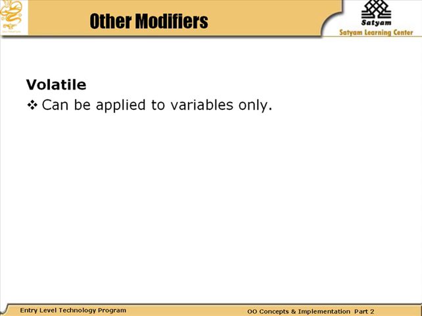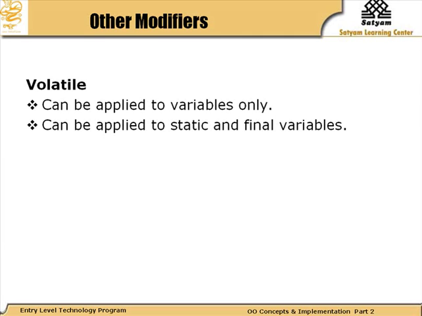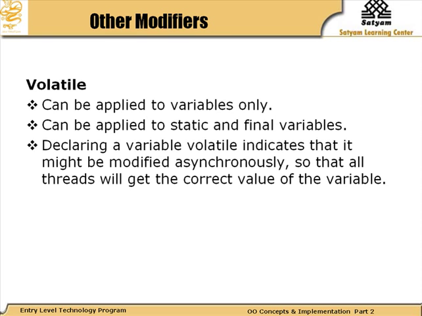Volatile can be applied to variables only. Can be applied to static and final variables. Declaring a variable volatile indicates that it might be modified asynchronously, so that all threads will get the correct value of the variable. I shall take you through the volatile variables when I deal with Java IOs, that is in Unit 7. Volatile variables are opposite to transient variables.